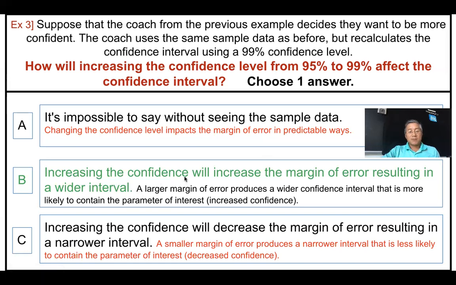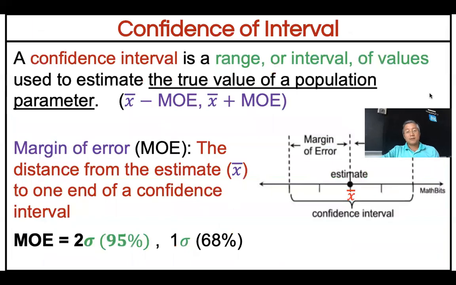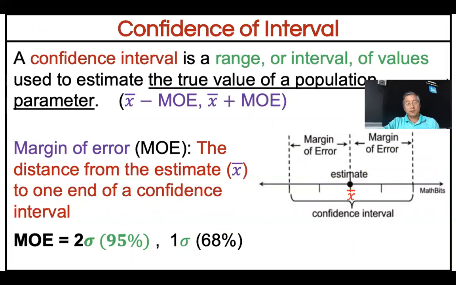Increasing the confidence will increase the margin of error, resulting in a wider interval. So a larger margin of error produces a wider confidence interval that is more likely to contain the parameter of interest. Increase the confidence, not decrease, right? So now, I'll show you how to find the intervals of a confidence interval, right? You should know what the margin of error is.